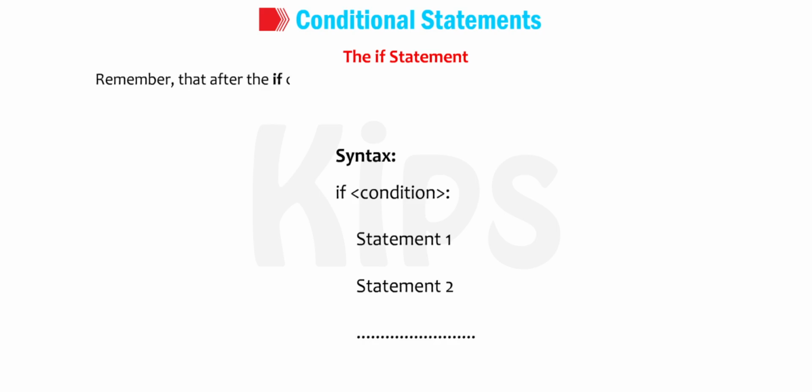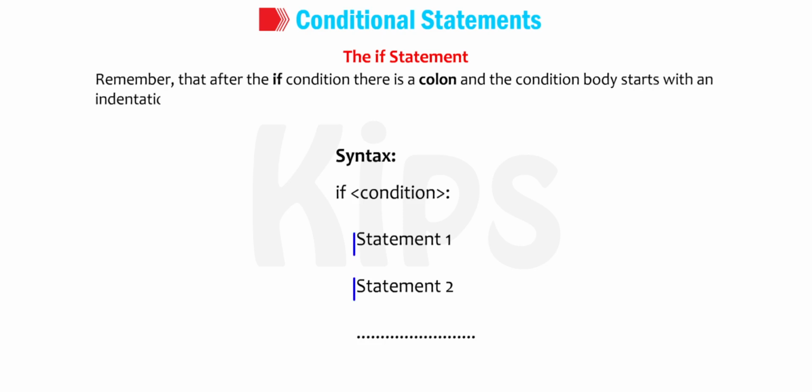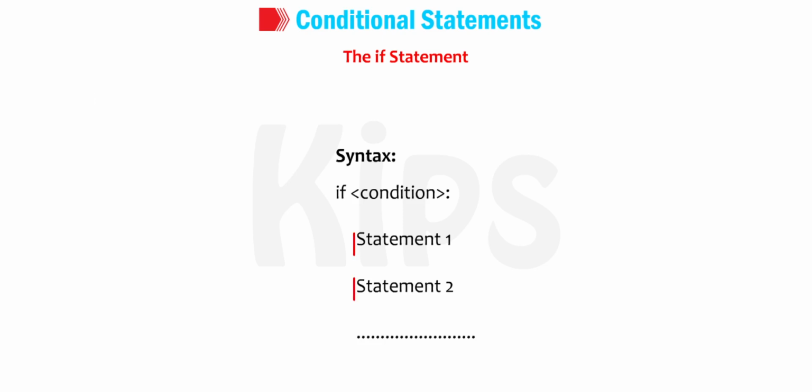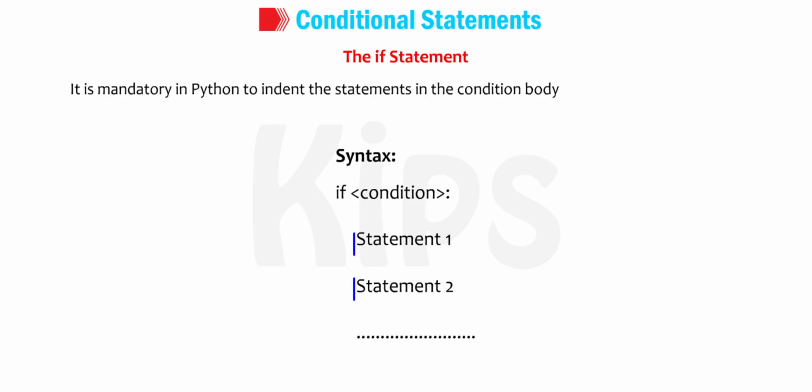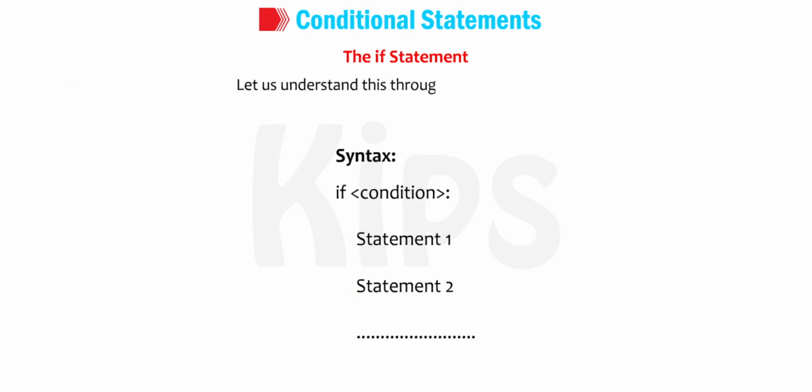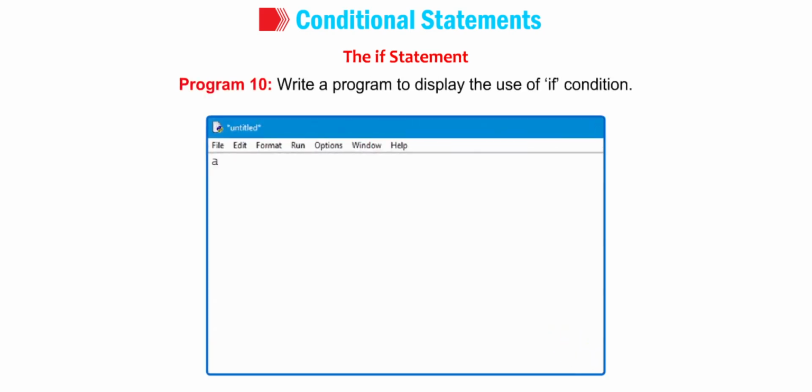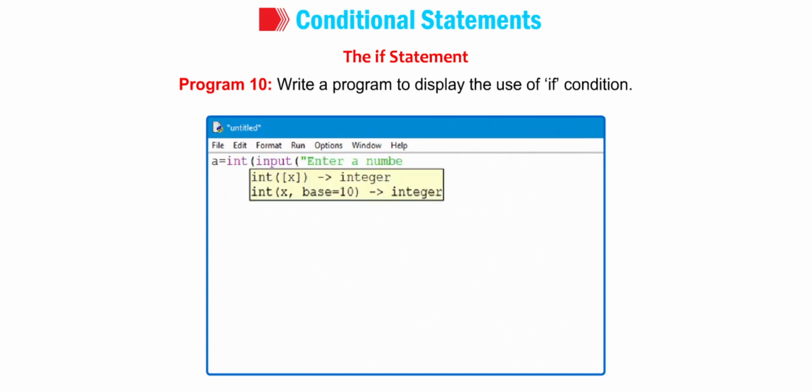Remember that after the if condition there is a colon and the condition body starts with an indentation of tab space. It is mandatory in Python to indent the statements in the condition body, else it will display an error. Let us understand this through a Python program. Program 10. Write a program to display the use of if condition.